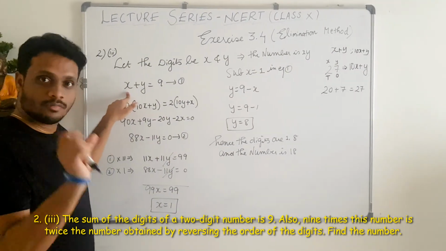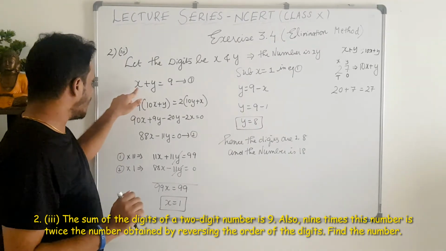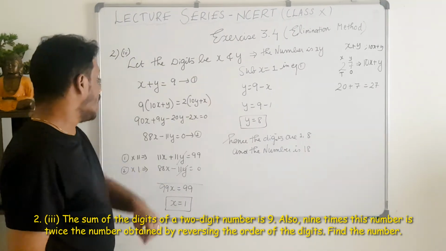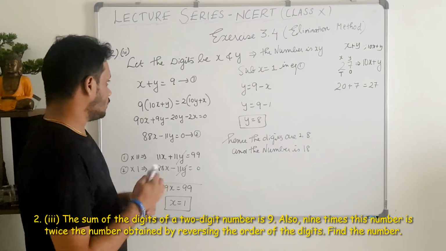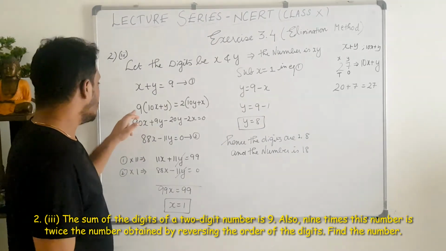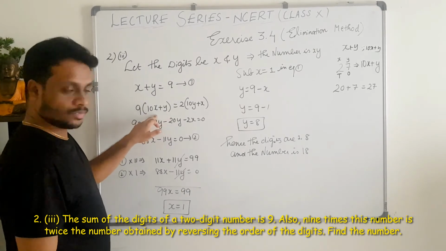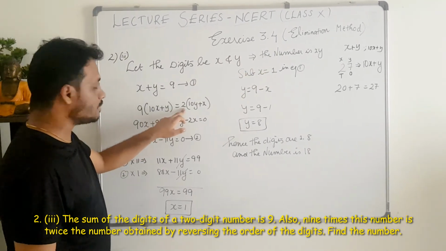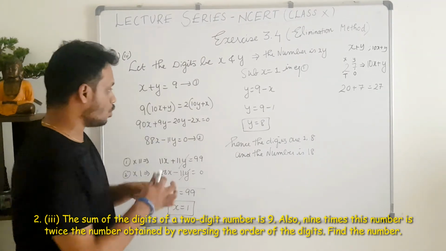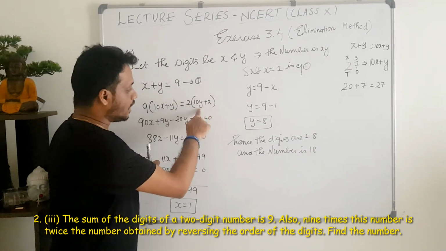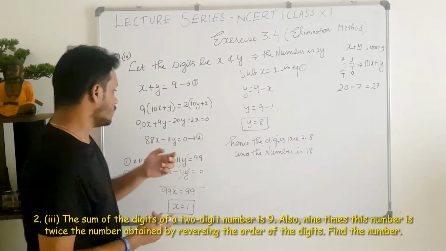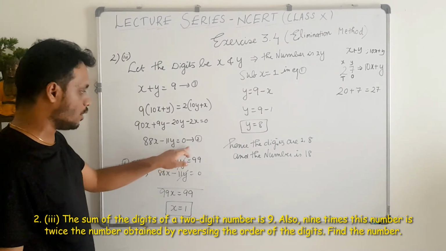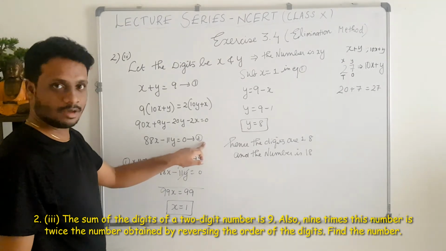It says the sum of the digits is 9. So I'm just adding the x value and the y value, which is equal to 9. I'm getting the first equation. And there is a condition given for the second equation. It says 9 times the number, which is 10x plus y, will be 2 times the number obtained by reversing the digits. So x goes to the ones place and y comes to the tens place, that is reversing the digits. When I simplify, I get the equation 88x minus 11y equal to 0, and this becomes my second equation.